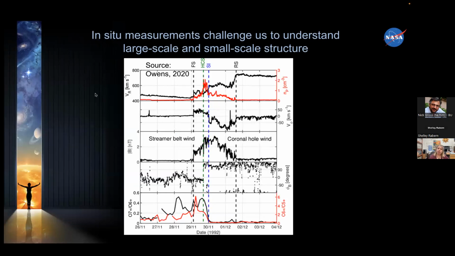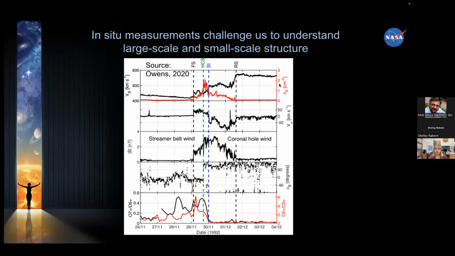In situ measurements challenge us to understand large scale and small scale structure together. So this is what it looks like when you look at the solar wind near Earth. This is the velocity. And so we have a velocity near Earth, and this black line is a little less than 500 kilometers per second until we get to the current sheet, and then we get to a higher velocity or a higher solar wind speed region. That's about 700 kilometers per second.